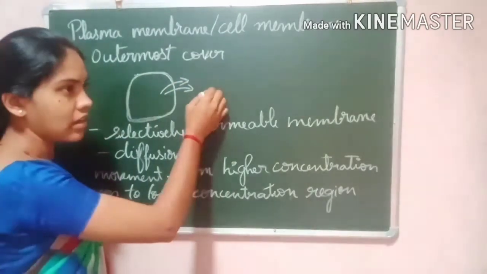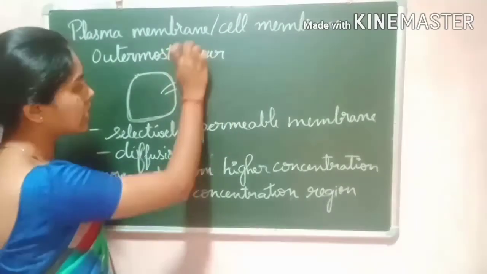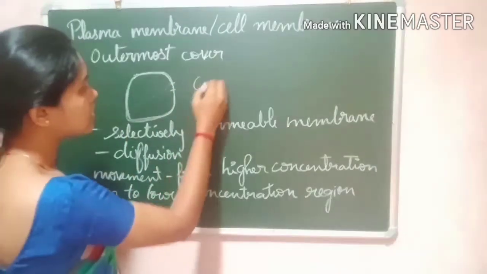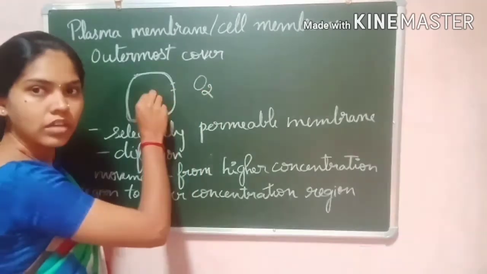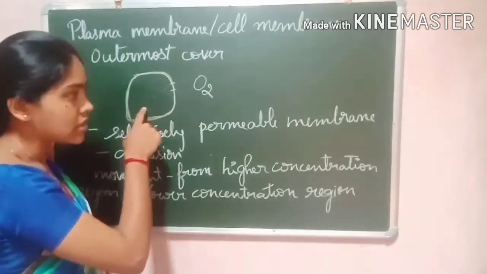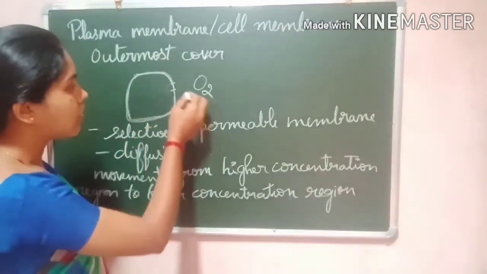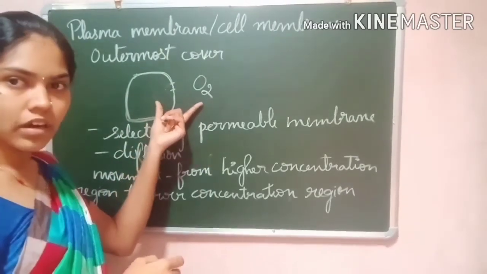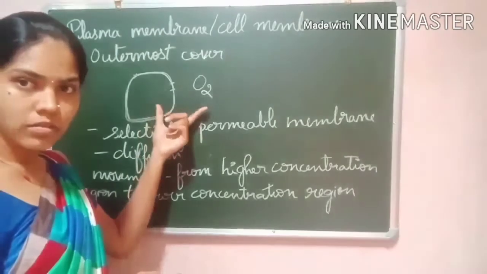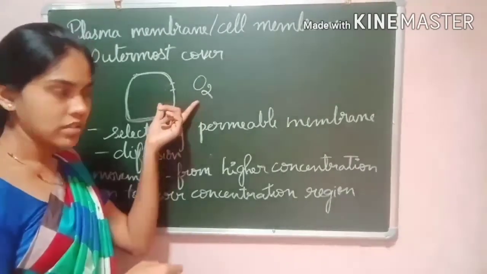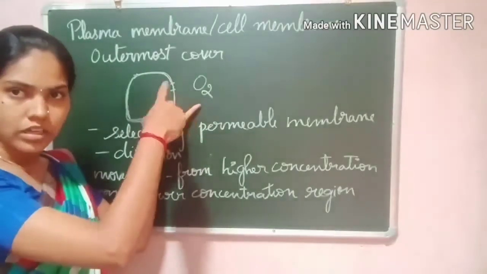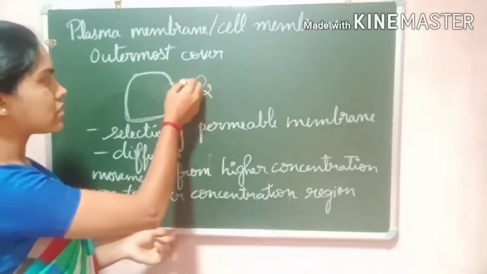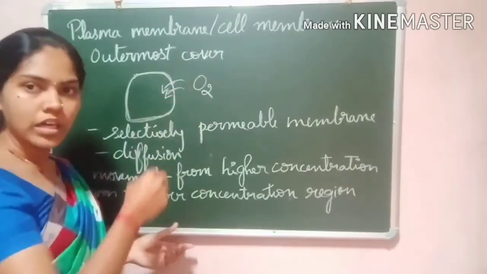What happens? There is the oxygen level. Whenever the cell requires oxygen, what happens? The concentration of oxygen outside will be higher compared to the concentration of oxygen inside the cell, which is less. So whenever it is required, there exists a difference in concentration level of oxygen. They also follow the same diffusion process. Because of the difference in concentration level of oxygen in and out of the cell, oxygen enters the cell by the process called diffusion.